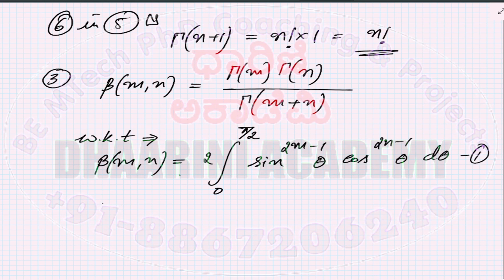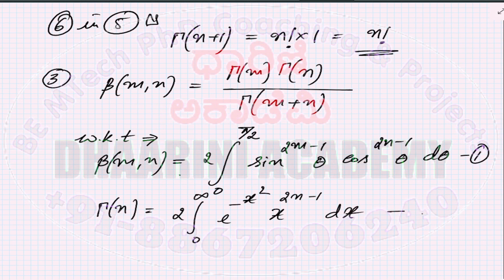Now I define the gamma of first variable, gamma n, 2 times integral 0 to infinity e to the minus x squared into x to the 2n minus 1 into dx. Let me call this equation 2.